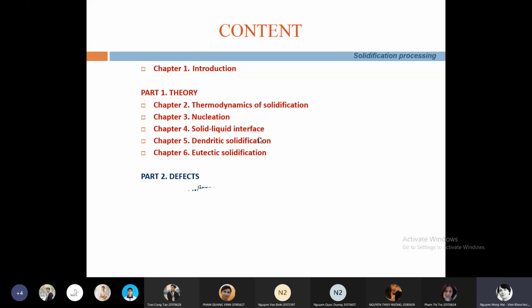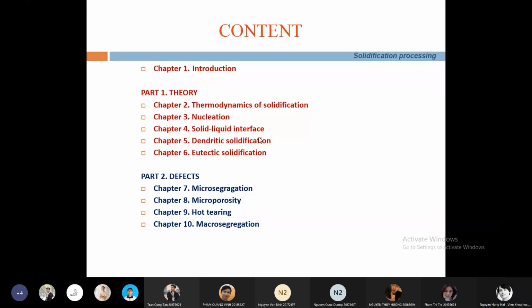such as microsegregation, microporosity, hot tearing, and macrosegregation. That's the defect part 2, and finally we have chapter 11, controlled solidification processes.